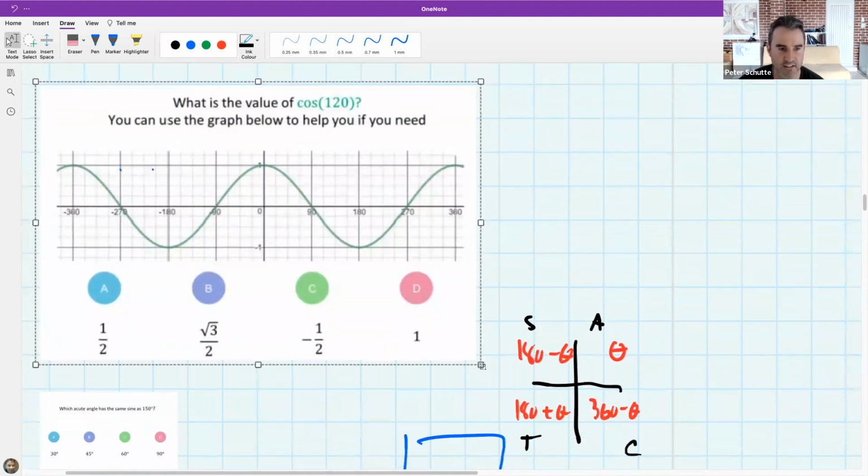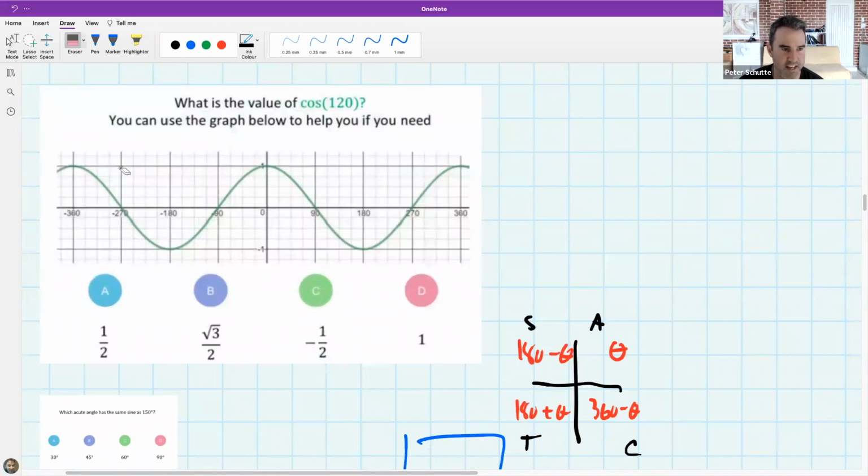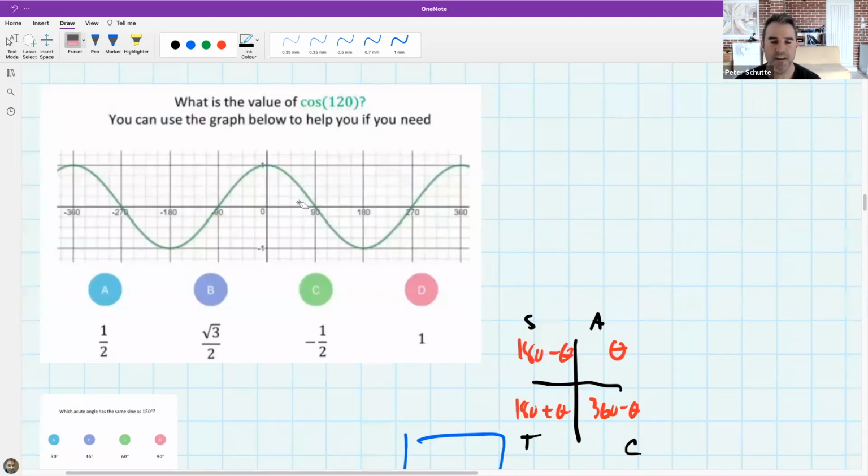Okay, so here is another type of question, but they even give you a trig graph, which is rather interesting. And I want you to figure out what is the value of cos of 120. Now, this actually is somewhat related to what we're doing, but it's a little bit of an extension to trig graphs. So this is a trig graph. What is the cos of 120 the same as? I'll give you a hint. So 120 is here.